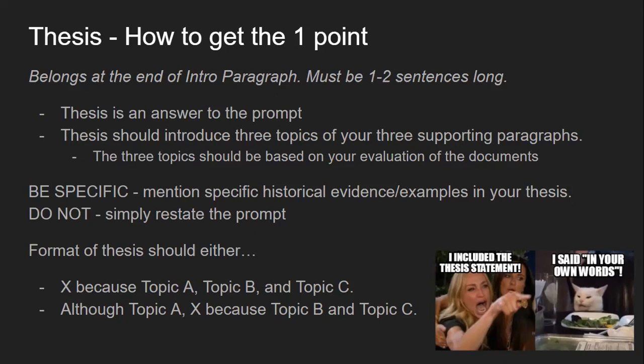So if the evidence given to you is clearly pointing to one thing, then do X because of A, B, and C. If they give you a couple of documents that make you feel like you can swing for a home run, then go for the although topic A, X because of B and C. So you have one full paragraph where you're talking about the Reconstruction Amendments and how that did do a lot. But then you're going to go into topics B and C, and talk about how other things that happened discount what you talked about in that other paragraph.